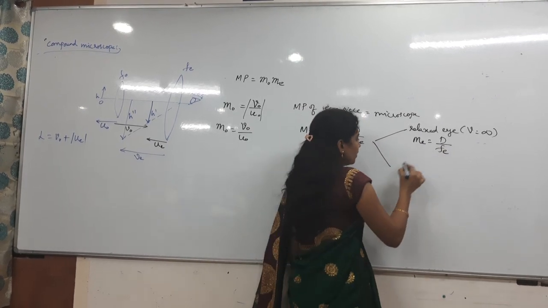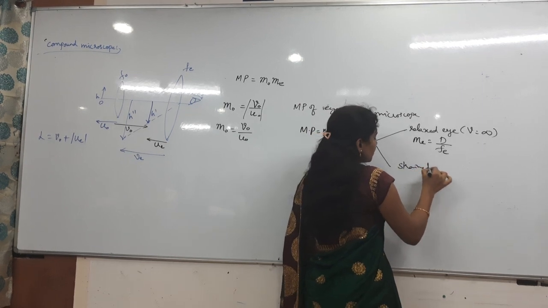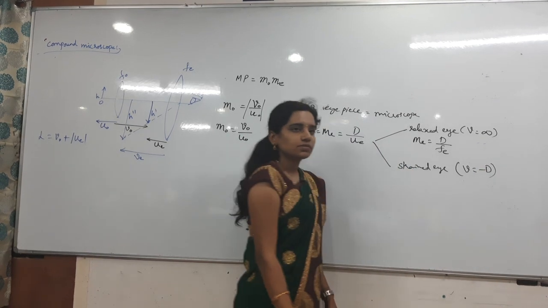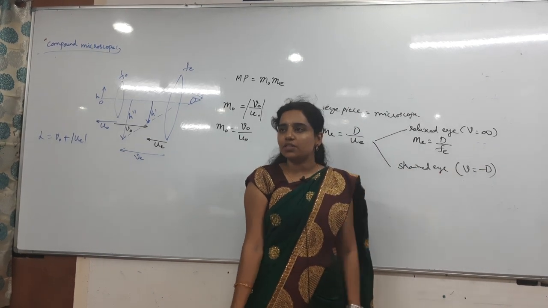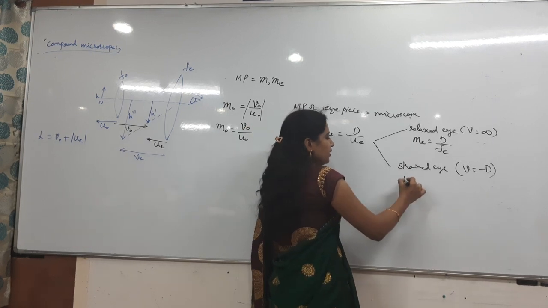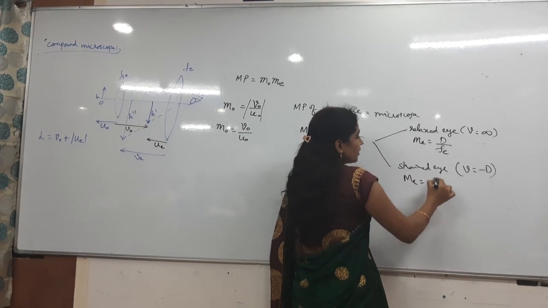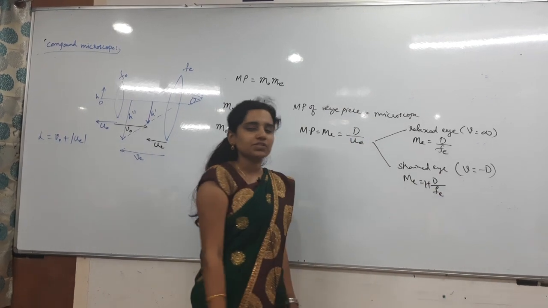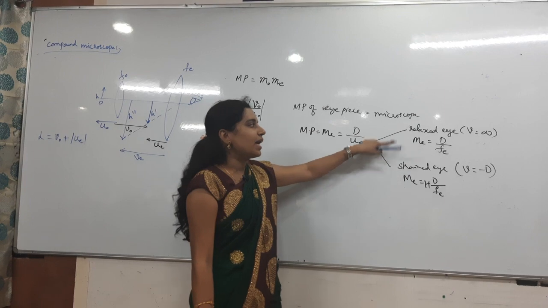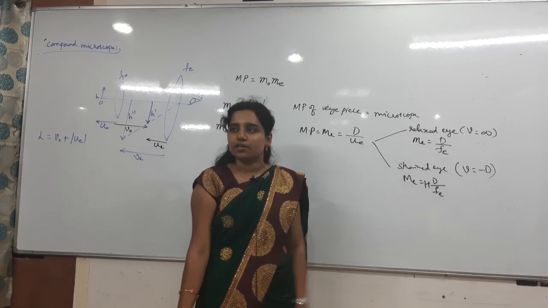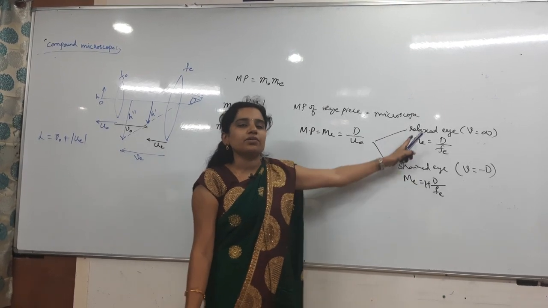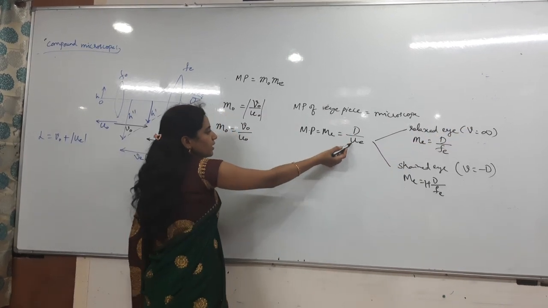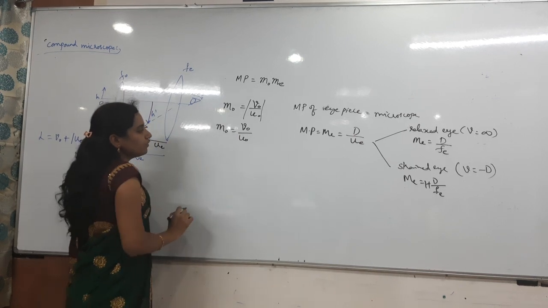Then for the case of the strained eye, you will get the image at minus D distance, or in numerical value 25 centimeters. Then ME is equal to 1 plus D by FE. Those are the formulas whenever they mention relaxed eye or strained eye. If they are not mentioning it, directly take the relaxed eye only. So here this is D by UE, and then V naught by U naught.